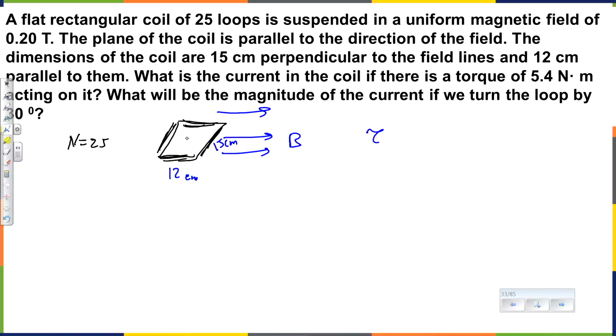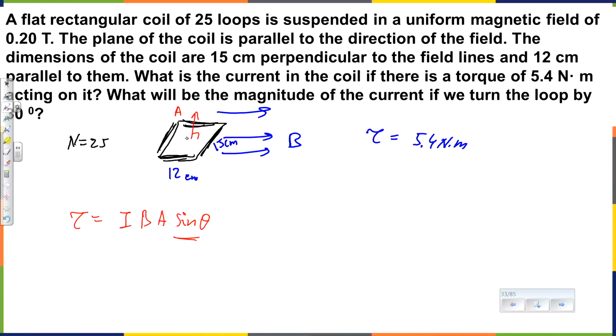Torque is equal to 5.4 Newton times meter. That's the maximum value. We know right now that if I draw the area vector, that angle will be 90 degrees, and the magnitude of torque equals I B A sine theta. So sine of 90 equals 1, that's the maximum value.